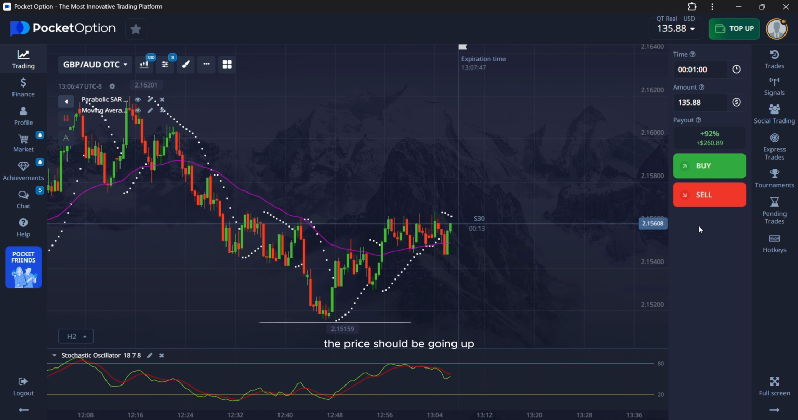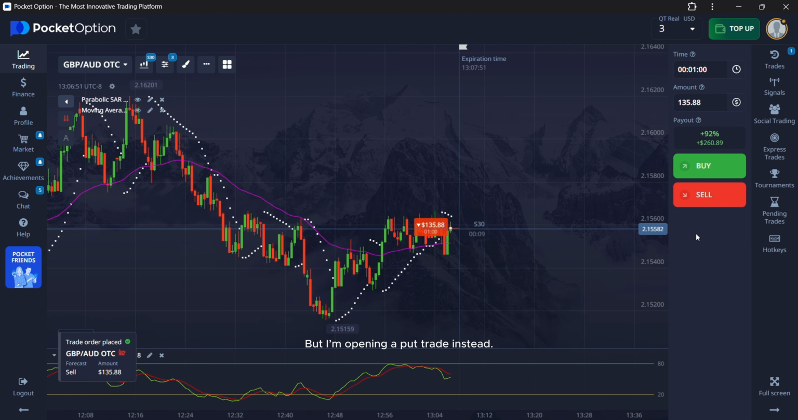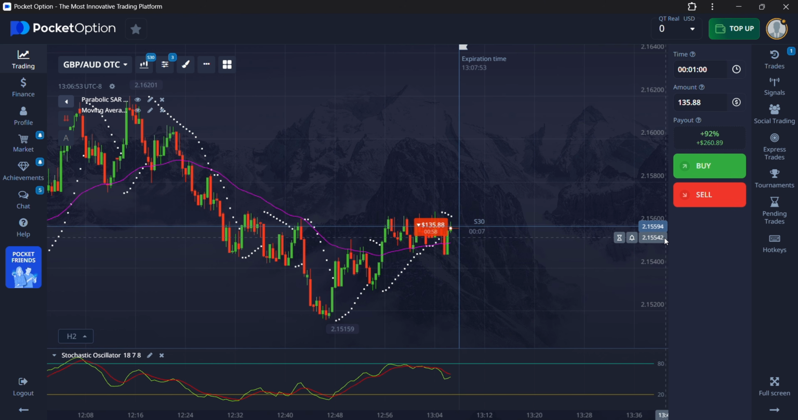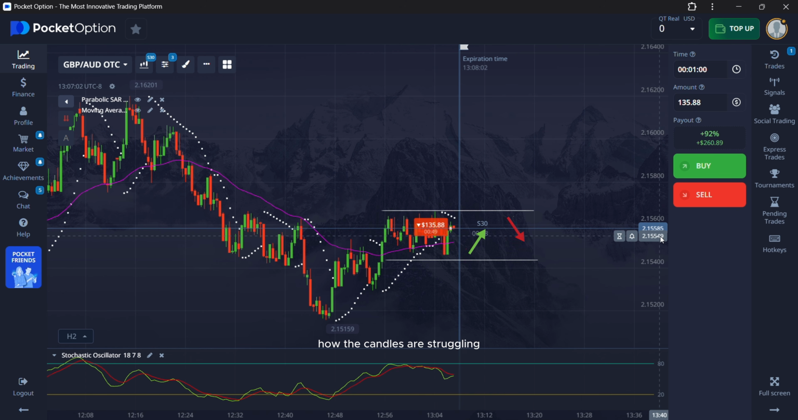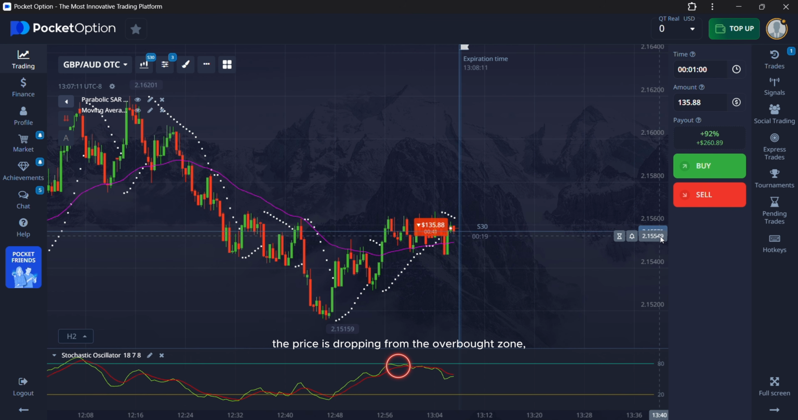At first glance, the price should be going up. It bounced off the lower support level, but I'm opening a put trade instead. Why? Because the price tried to push higher but couldn't break through resistance, around 2.15600. You can clearly see how the candles are struggling around the moving average, a sign of selling pressure from above. On the Stochastic, the price is dropping from the overbought zone, with the red line already crossing the green one. Therefore, a short-term downward movement is more likely.